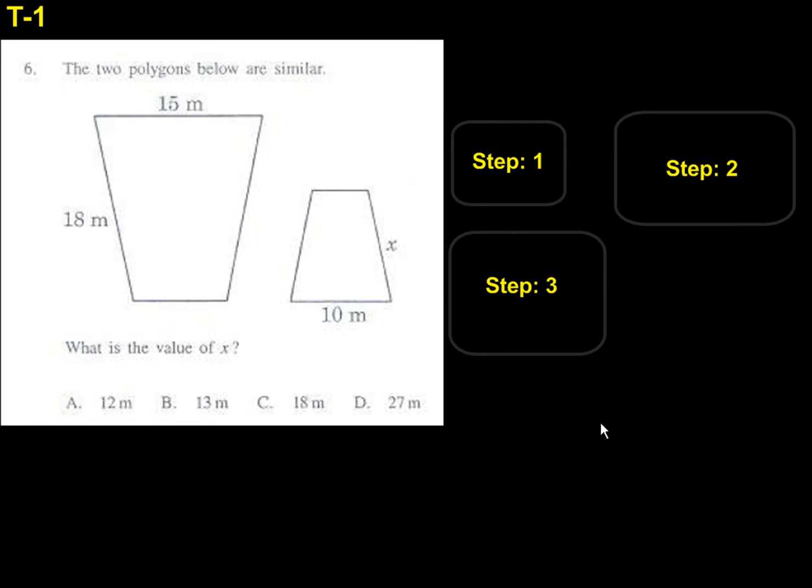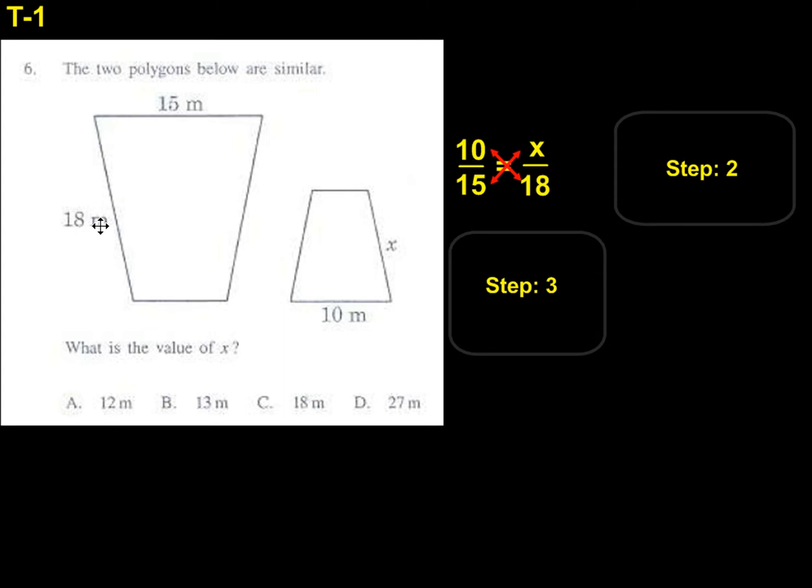We'll start with number 6. These two polygons are similar. What's the value of x? Well, we start out by placing the corresponding sides one over the other, and I put 10 over 15. You could do 15 over 10.